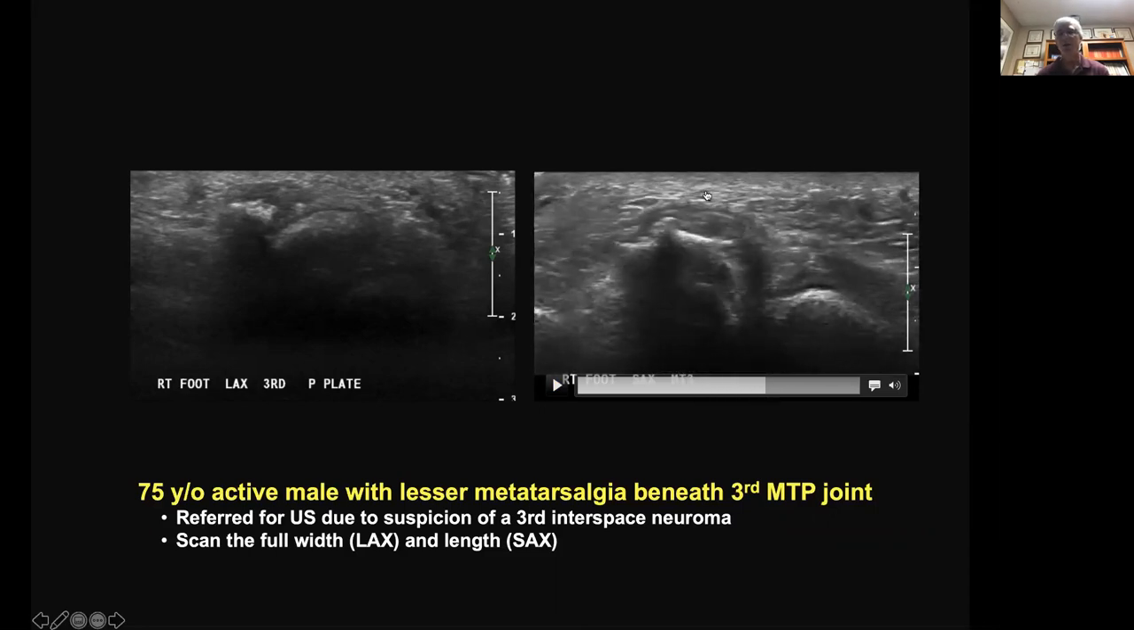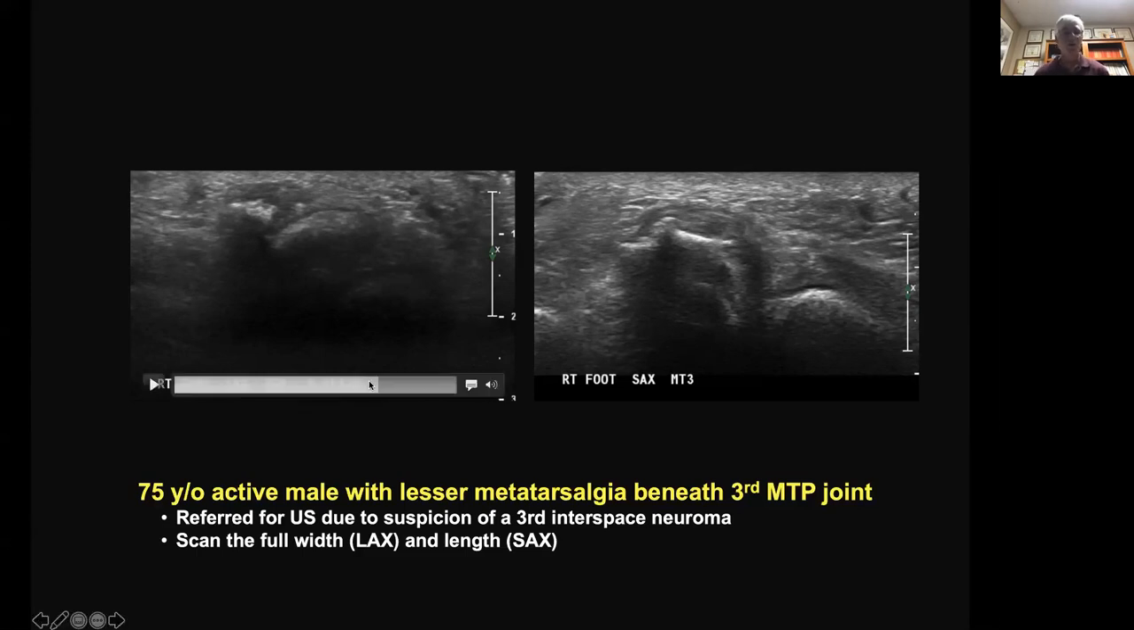We see this big bony projection. And as soon as my transducer slid over that, he goes, ow, this is the spot. And so we were able to reveal exactly what's going on, again, by making sure you see the full width and the full length of the plantar plate. I'm going to get back to that in a minute.